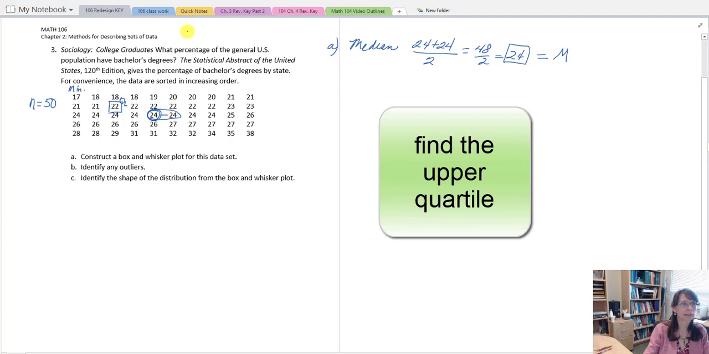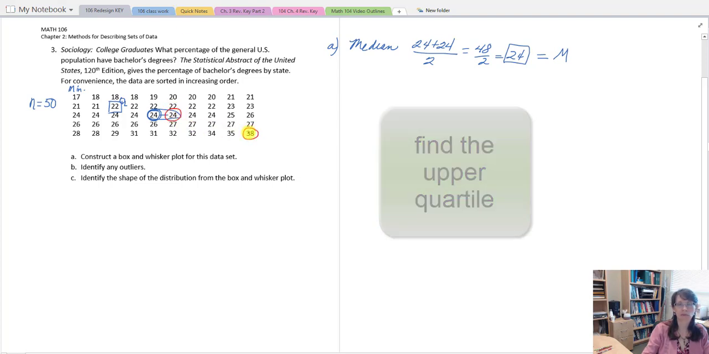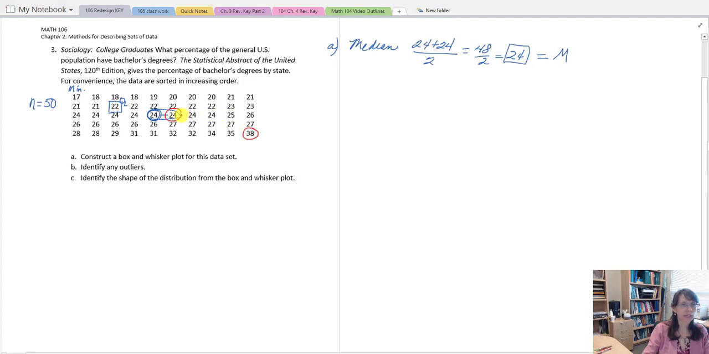Then I will look for my upper quartile. Starting at 24 in the red circle, going to the largest value of 38, counting 13, the red box, number 27, is the upper quartile. What we're doing when we're finding quartiles is we're finding that halfway measurement from the minimum to the median, and then the median to the upper quartile.